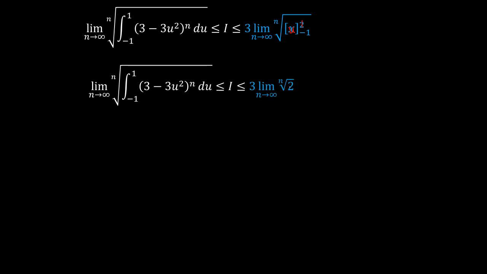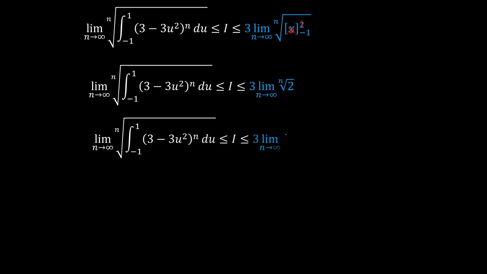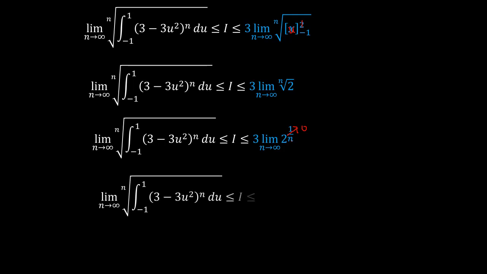And we can express this as 2 to the power 1 over n. And if n tends to infinity, what it means is that this tends to 0, right? And so we're left with 3 times 1, because any number to the power 0 is 1, and that is the upper limit.